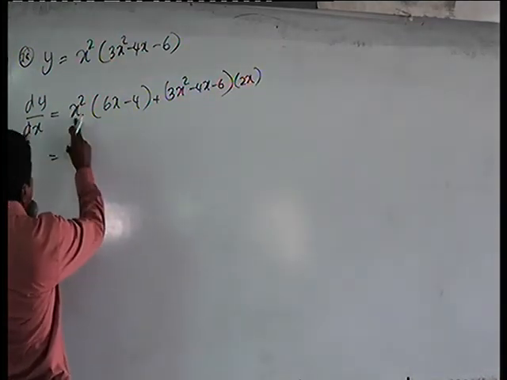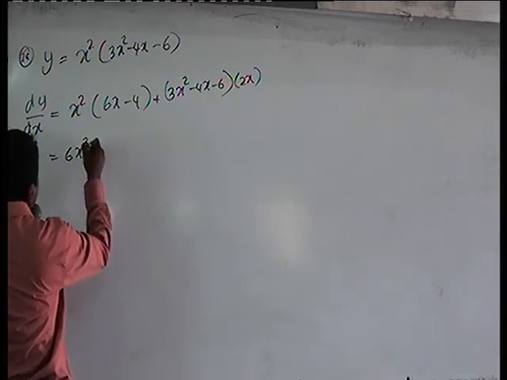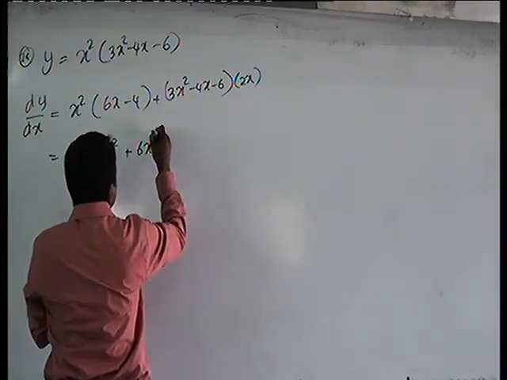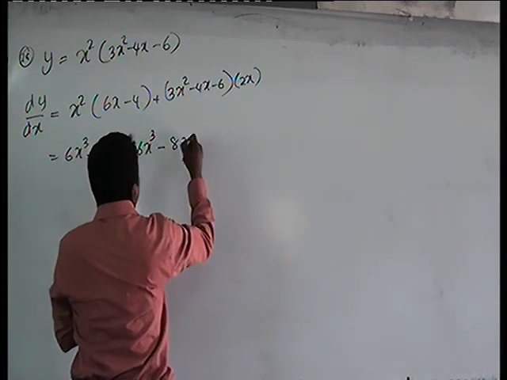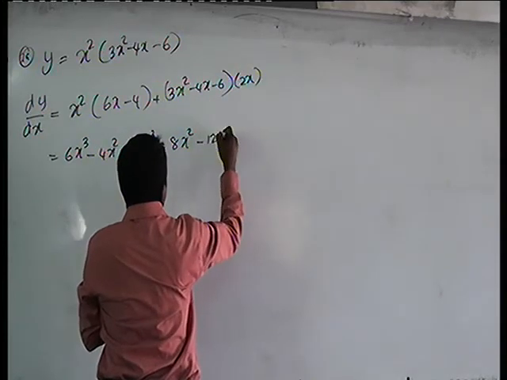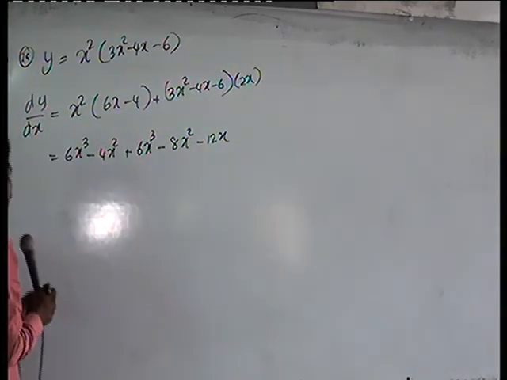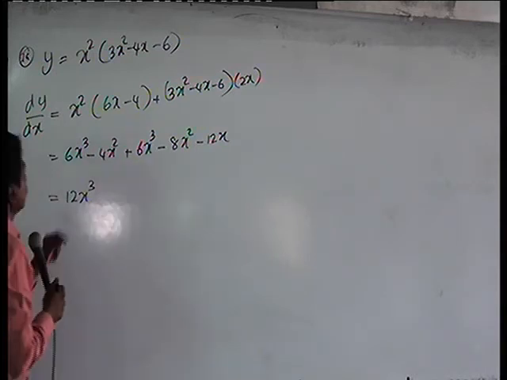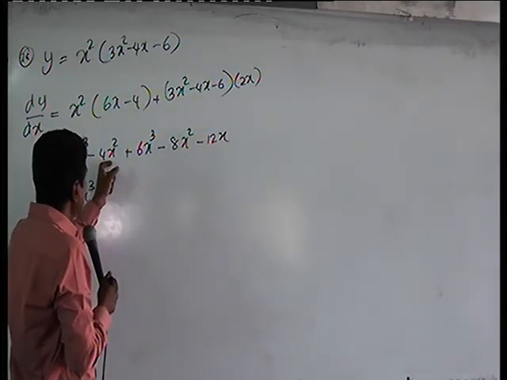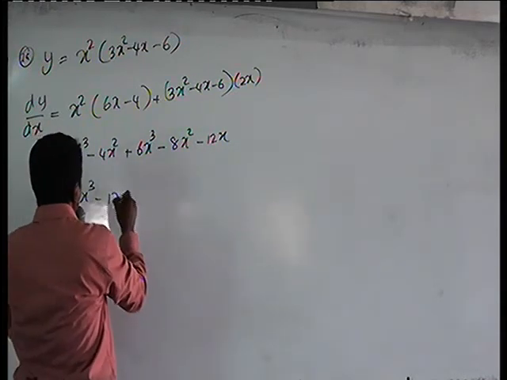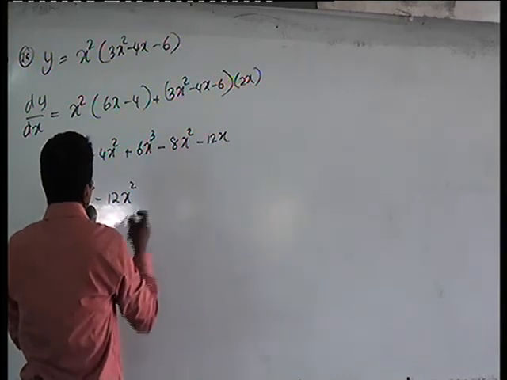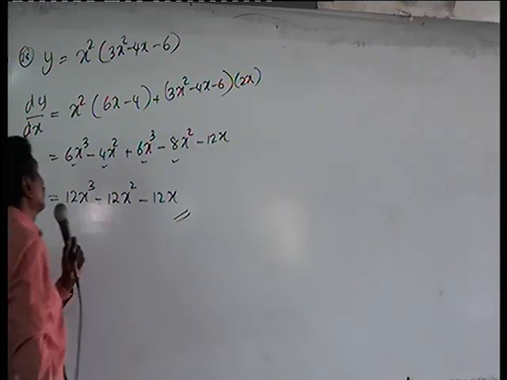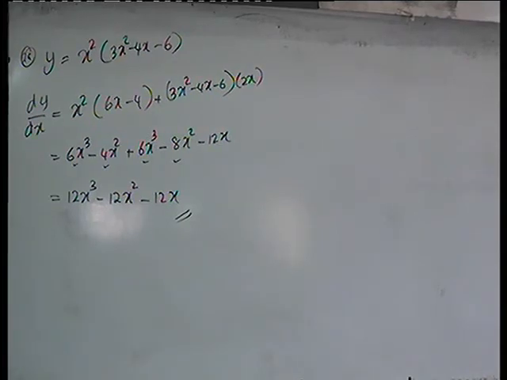So you can simplify this: 6 into 6x to the power 3 minus 4x squared, plus 2 into 3, 6x cubed, minus 2 into 4, 8x squared, minus 12x. 6x cubed and 6x cubed, 12x cubed, minus 4x squared minus 8x squared, that is minus 12x squared, then finally minus 12x. So that is the product rule.